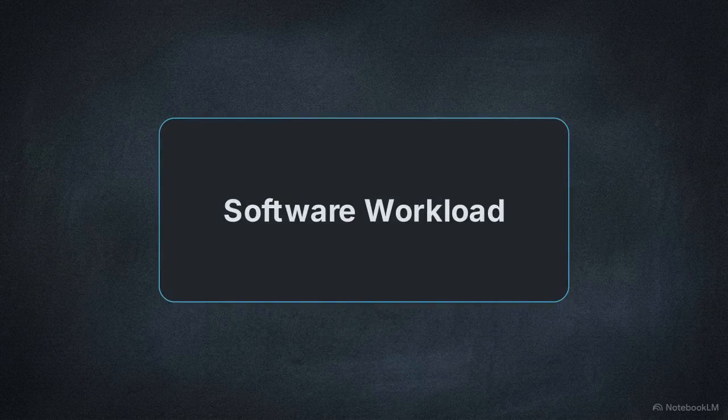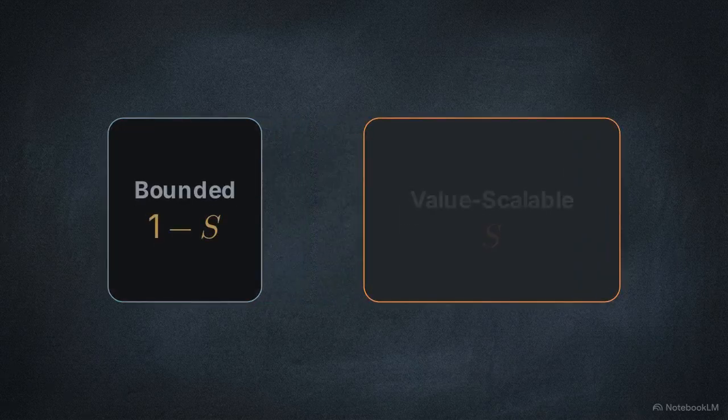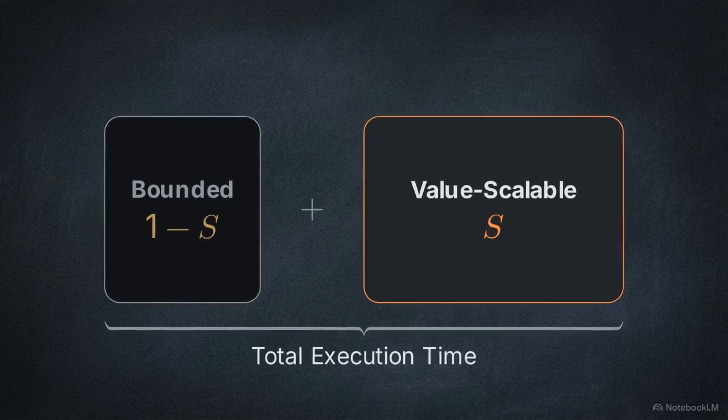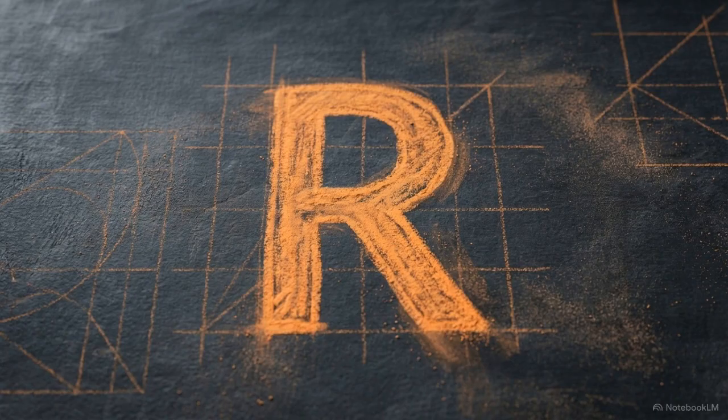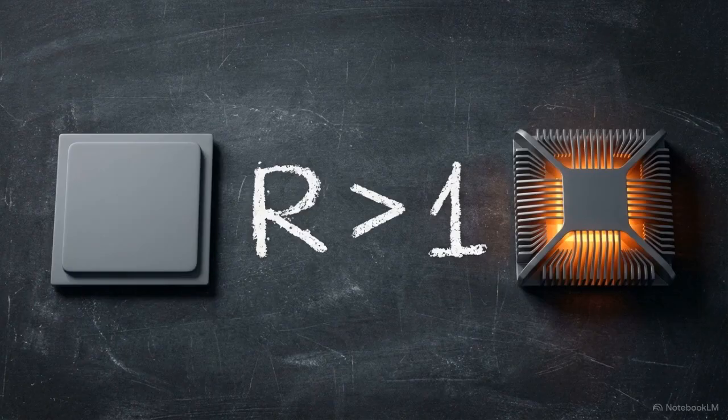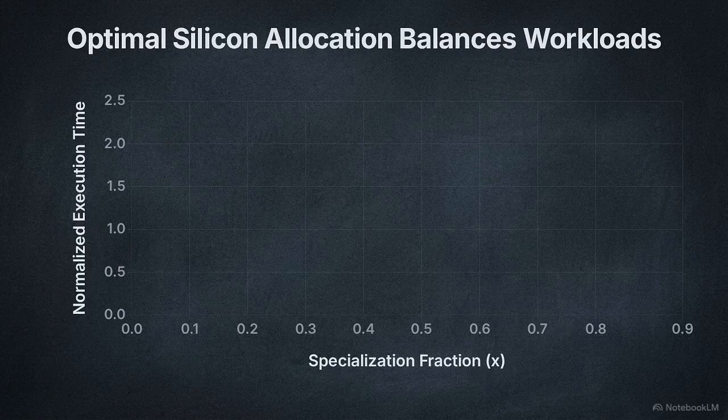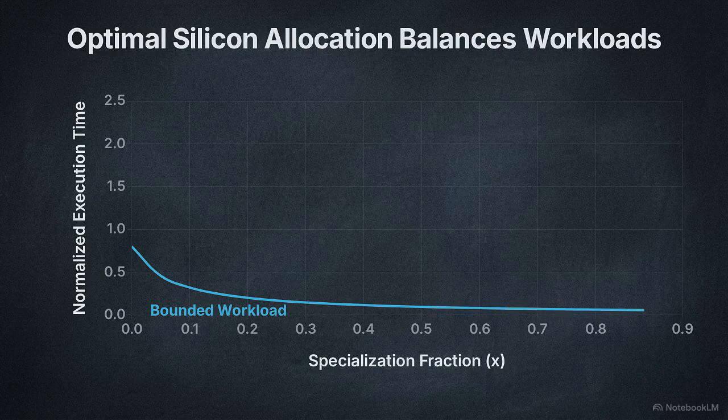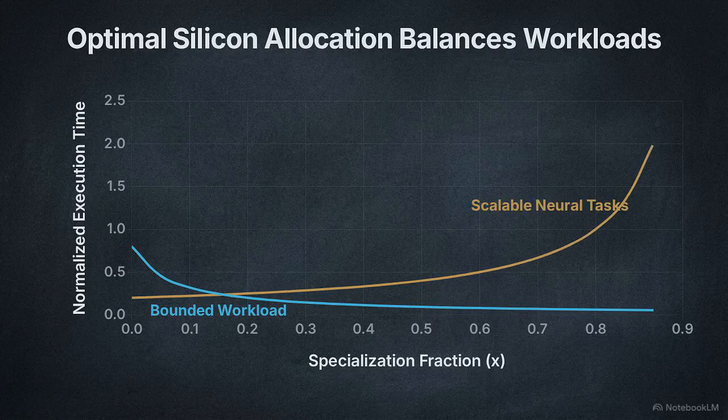By splitting the software into a bounded portion and a value-scalable fraction S, we can write a modernized execution time equation. We introduce one more variable, the efficiency ratio, R. This measures the exact performance advantage that a dedicated, custom accelerator has over a general programmable core. But there is a strict limitation. That massive efficiency boost only accelerates the bounded portion of the workload. It does nothing for the scalable neural tasks. This models execution time. The left term is bounded workload divided by specialized efficiency. The right is the scalable fraction on remaining programmable area.